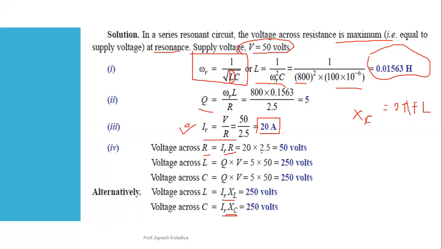And if you do not want to go with this equation, you already calculated your quality factor, so directly you can use Q into V. Okay, you will get the same answer because of the resonance condition, because you can see XL and XC both are the same under resonance, right? And that's why the voltage across inductor or voltage across capacitor will remain the same.